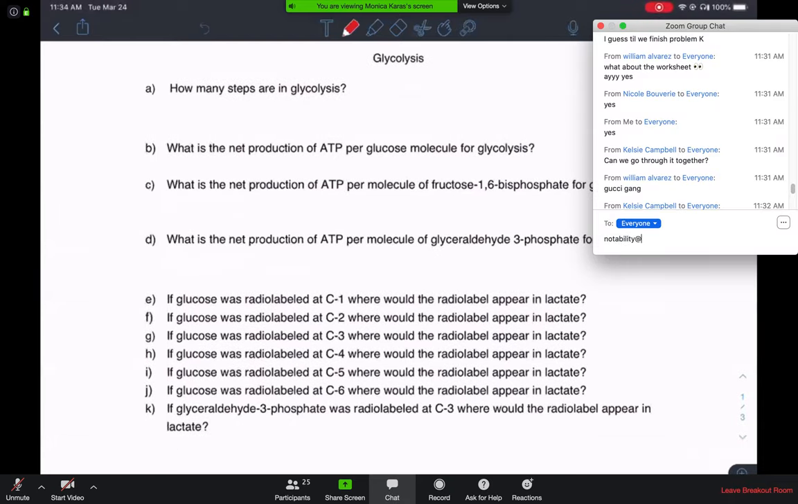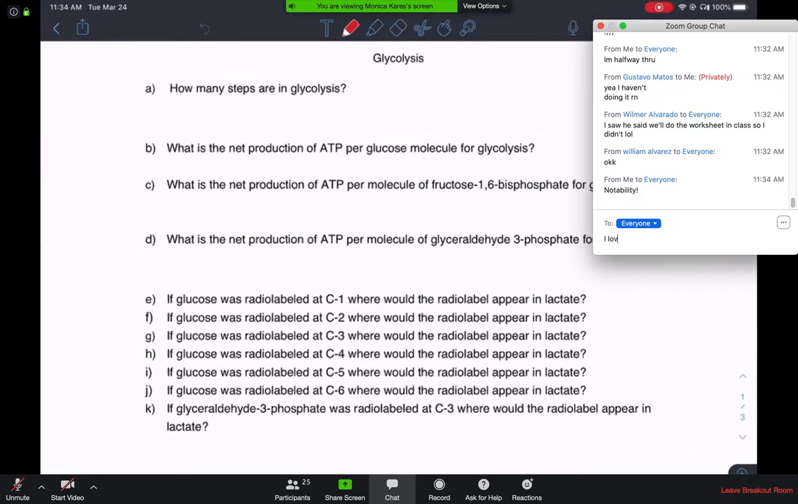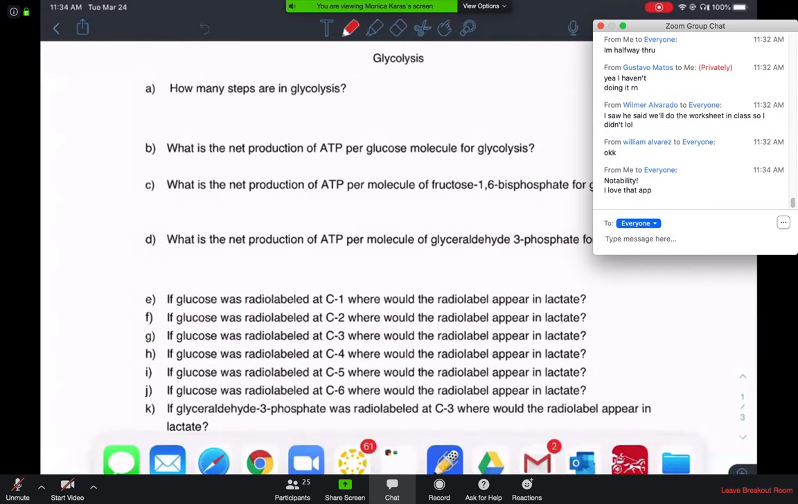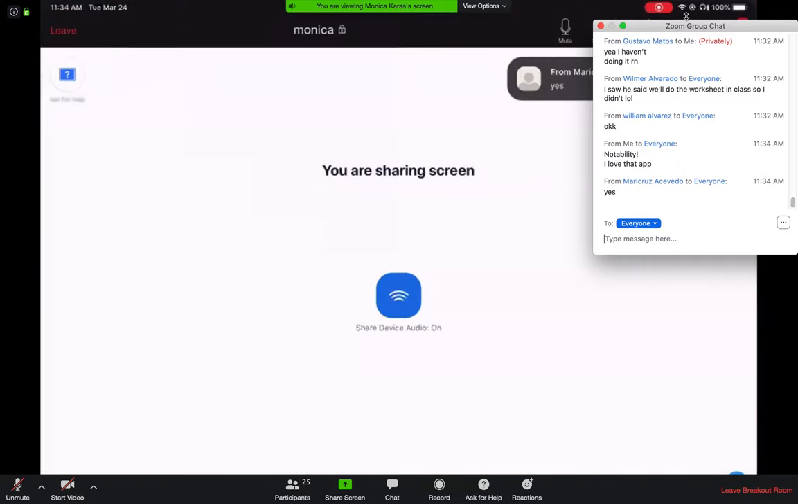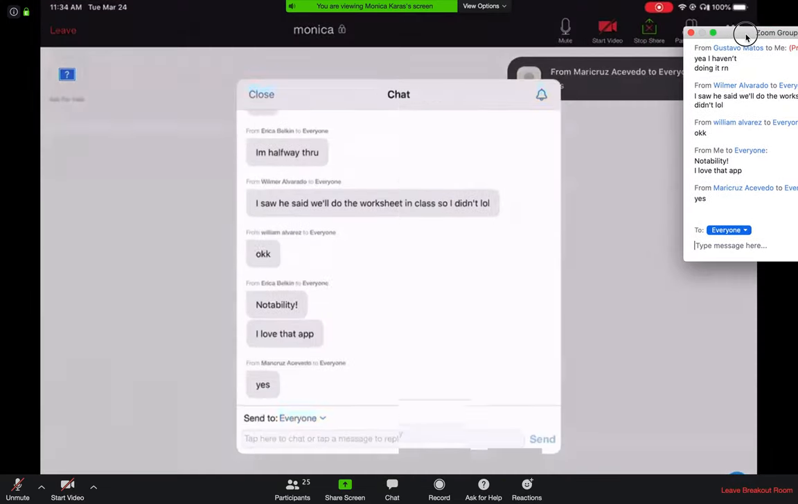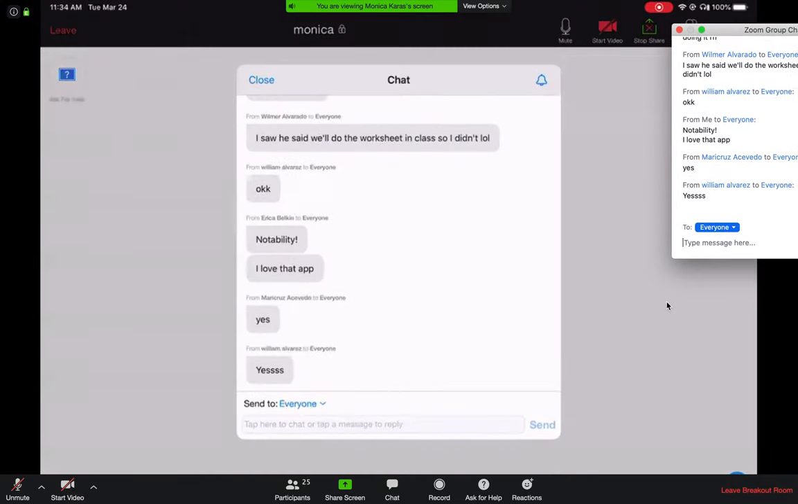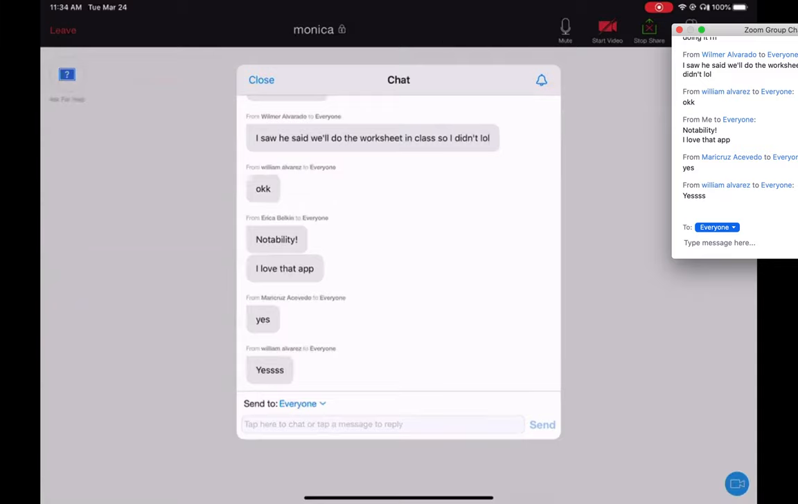All right, can you guys see the worksheet? I can see you guys. Okay. Yep, I love that app too. It's just that when I'm here, I can't see the chat. Let me see right here.